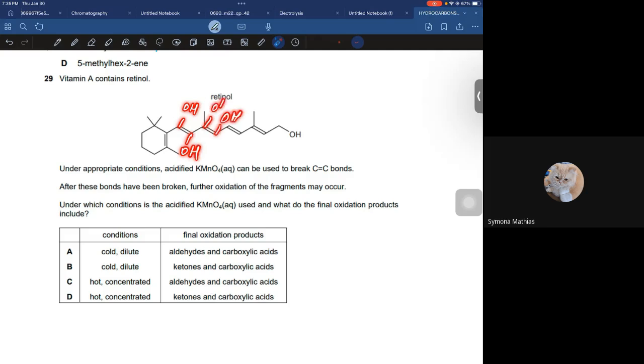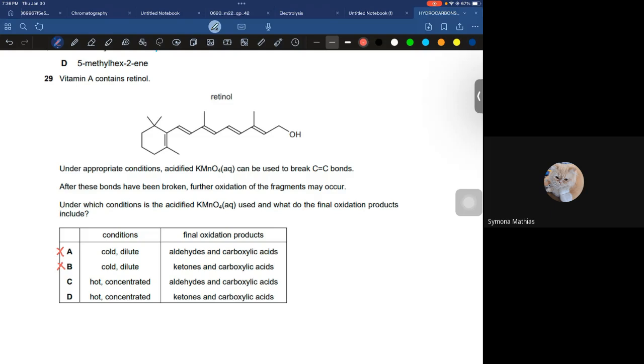OH, OH. If the diol is formed, why are they saying carboxylic acid is produced? Option A is completely wrong. Option B is completely wrong. If you do oxidation with cold KMnO4, how is it possible that you would have aldehyde and carboxylic acid? It's impossible. Now option C and D you have to decide.